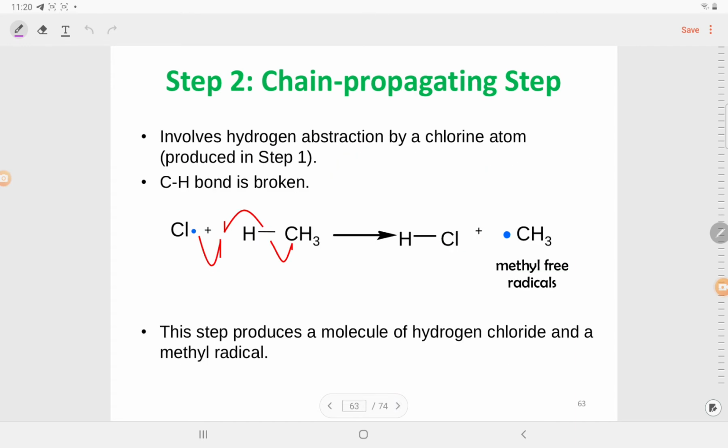Next, after we already have the chlorine free radical, we can proceed to chain propagation. Our target is to produce the product. So, remember the process involved: in the presence of the UV, the type of reaction is free radical substitution.